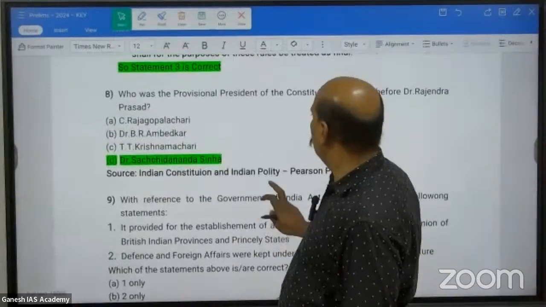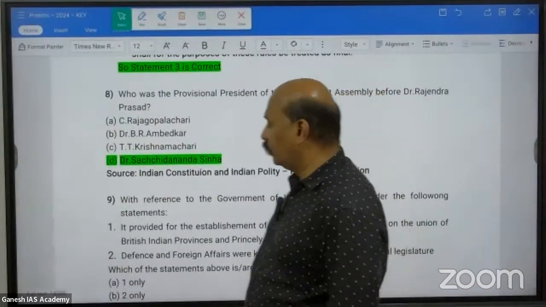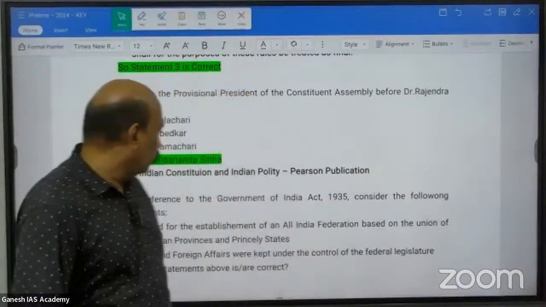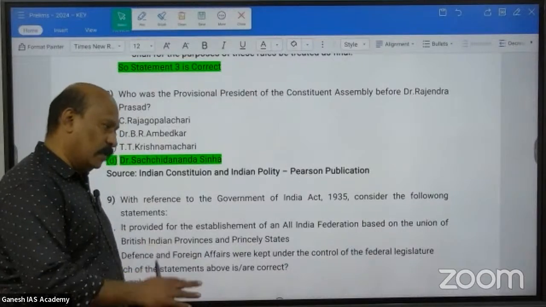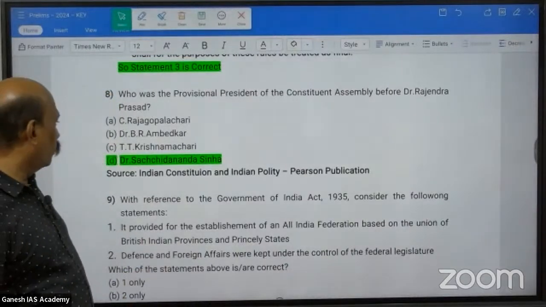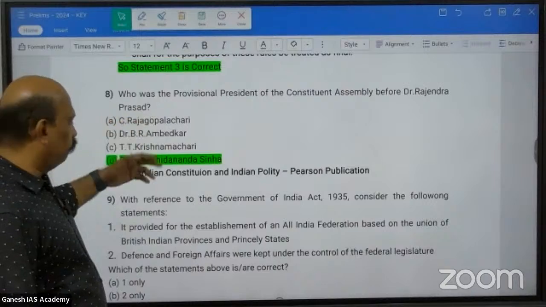Who was the provisional president of the Constituent Assembly? It's a very factual question. Sachchidananda Sinha. After Sachchidananda Sinha, Dr. Rajendra Prasad took over. This is a very factual question, it doesn't need bigger explanations.